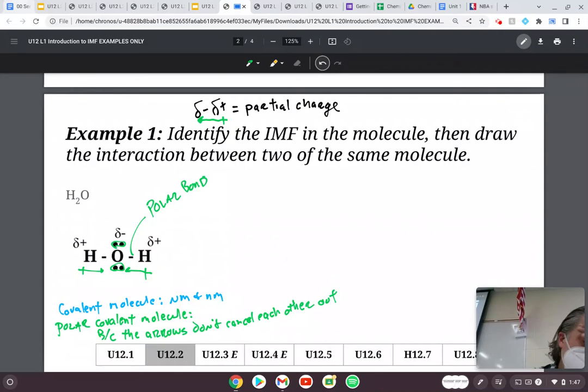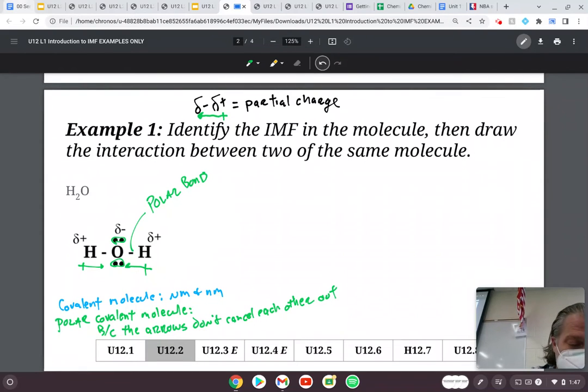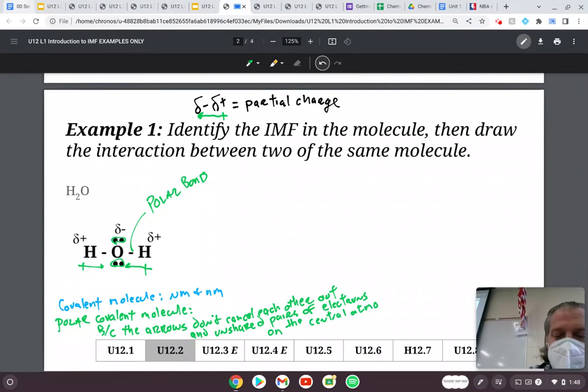We can also say that it's a polar covalent molecule because there's unshared pairs of electrons on the central atom. So there are a couple of ways that we can identify that this is a polar molecule.